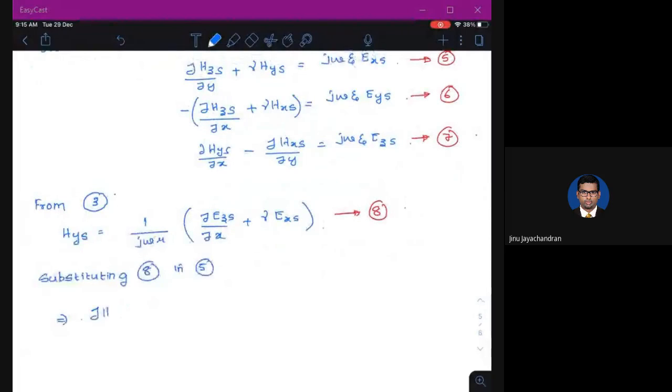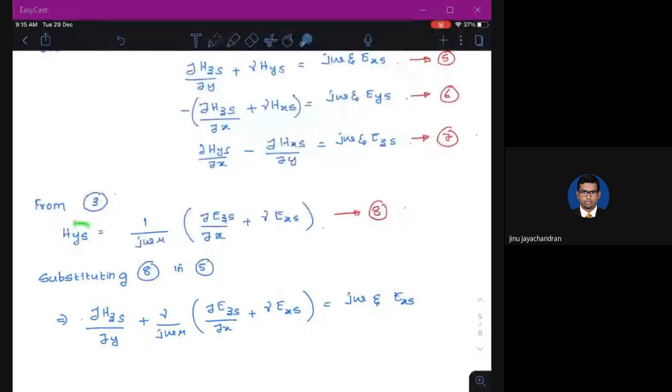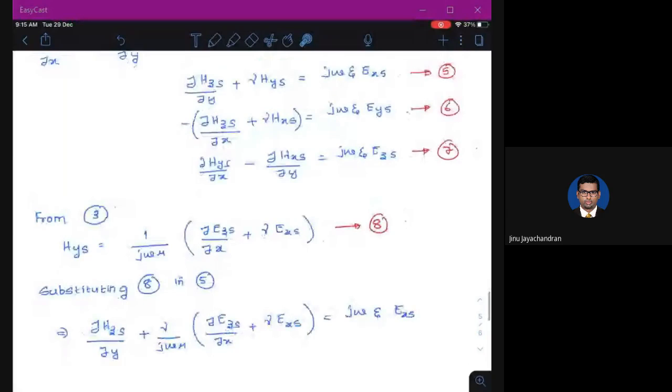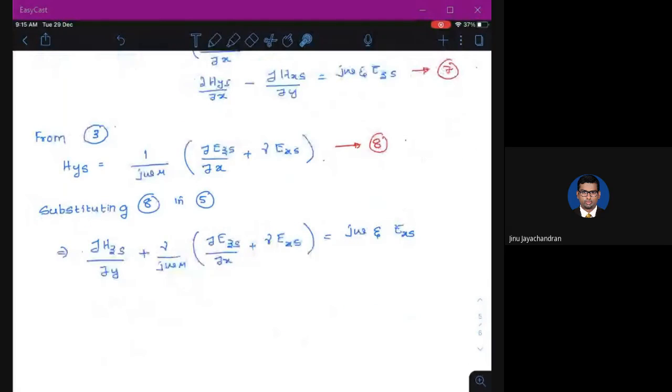∂Hzs/∂y + (γ/jωμ) ∂Ezs/∂x + γ Exs is equal to jωε Exs. Okay, we just substituted the expression for Hys in here. That's all. Nothing special. So you see that Exs is there on both sides.